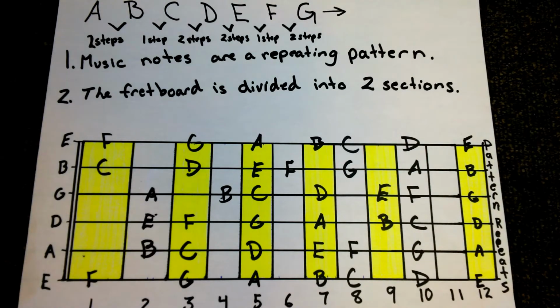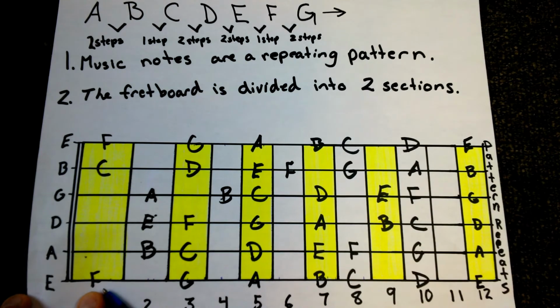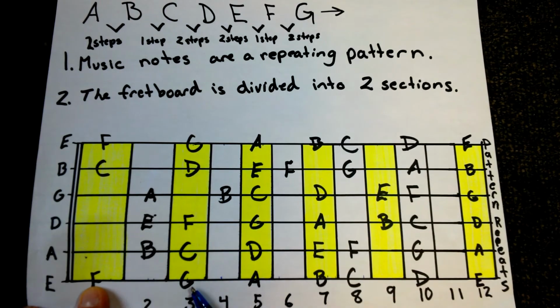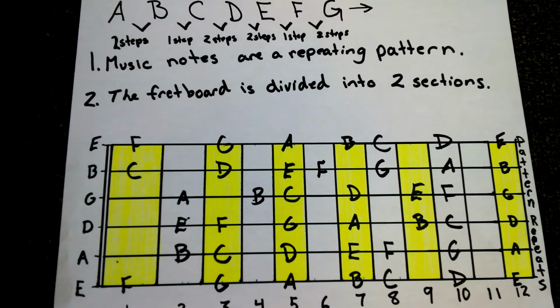And so I'm going to show you guys right now how simple this really is. We're just going to start on the 6th string on the E. So we know E and F, okay? That's only one step between them, right? But now between the F and the G, it's either going to be an F sharp or a G flat. Remember, sharps and flats are the exact same note.